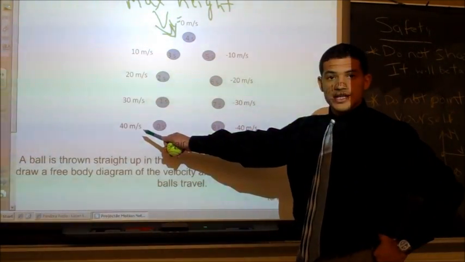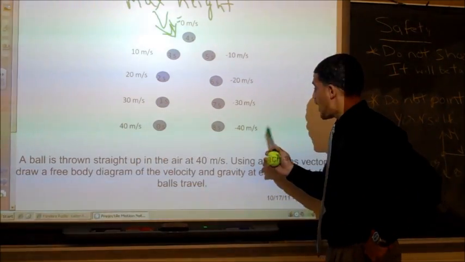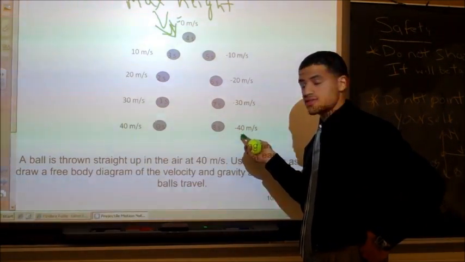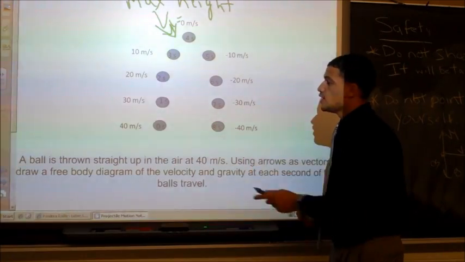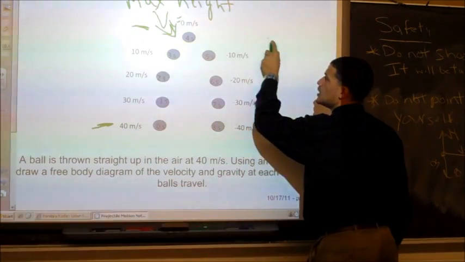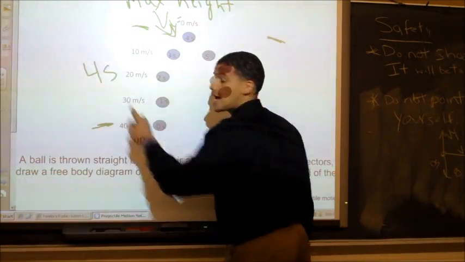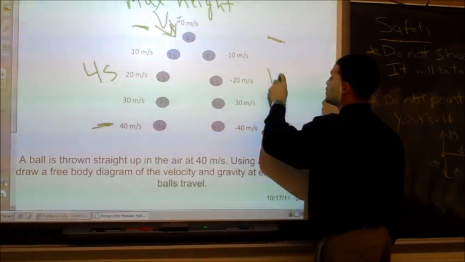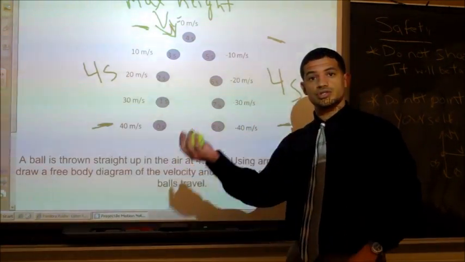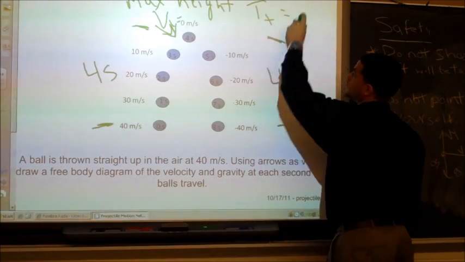As well as, if you noticed, the velocity going up is equal and opposite to the velocity coming down at that same point. And lastly, the time that it takes to get up equals the time it takes to get down. So it took 4 seconds to get to the maximum height, and it took 4 seconds to get back to the original starting point, which means our total time equals 8 seconds.